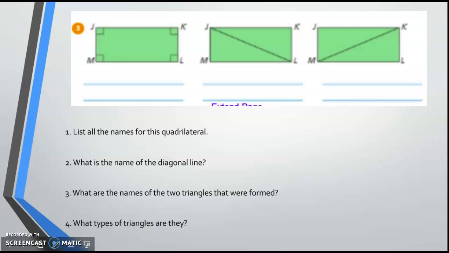Is it a parallelogram? Two pairs of parallel sides. Yes. Is it a trapezoid? Only one pair of parallel sides? No. So the names that we can give this quadrilateral are parallelogram and rectangle. So, what's the name of the diagonal line I drew through that parallelogram? The line I drew was from J to L, so that is line JL, which gave me two triangles on either side. Triangle JML and JKL.